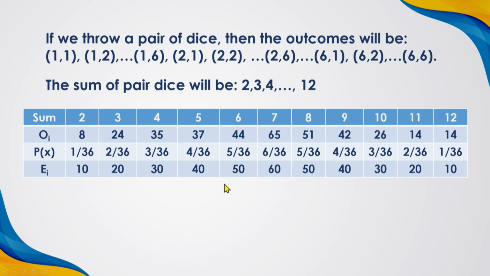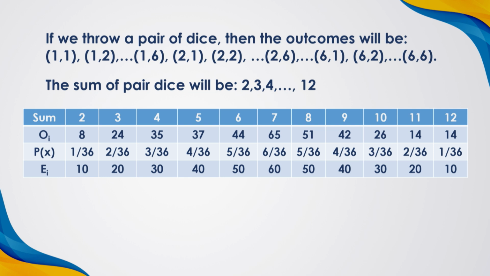Now as I mentioned, once you have calculated your probability, automatically you can go for your expected frequency by multiplying the probability with respect to the total frequency. So here our total frequency is that you are conducting the experiment 360 times. It means that the total frequency is 360. Then each and every probability has to be multiplied with 360.